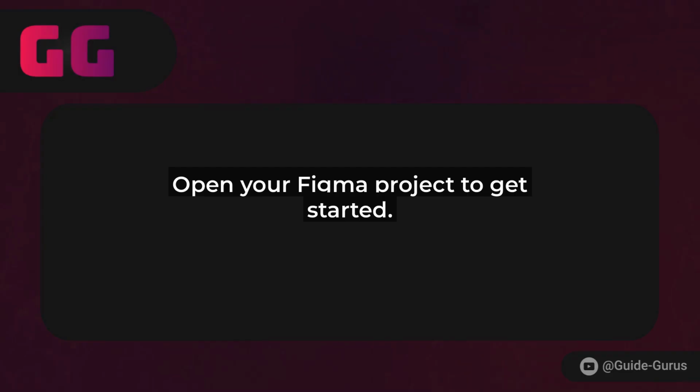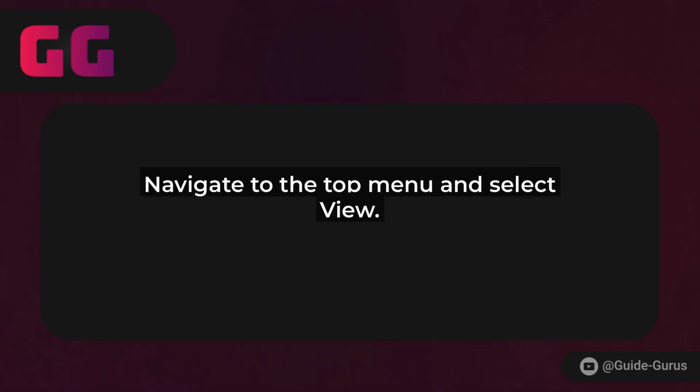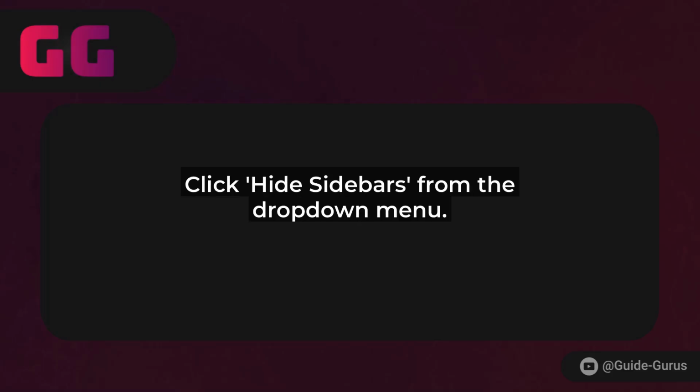Let's dive right in. First things first, make sure you have Figma open and are logged into your account. Once you're in your project, head over to the top menu bar. You'll see options like File, Edit, and View. Click on View. In the drop-down menu, look for the Hide Sidebars option. It's usually towards the bottom. Give it a click, and watch as your sidebars slide away, freeing up valuable real estate on your screen.